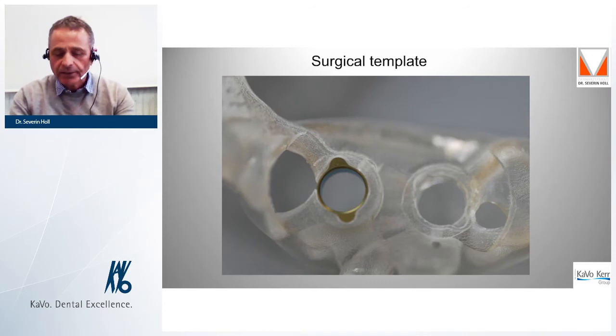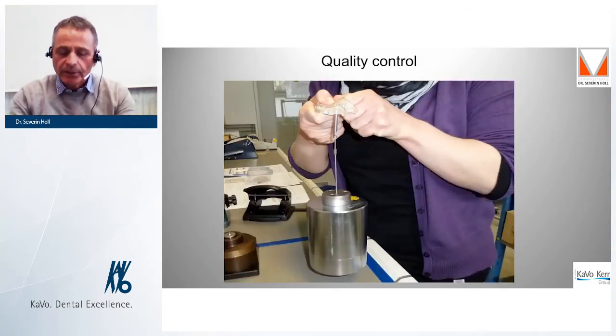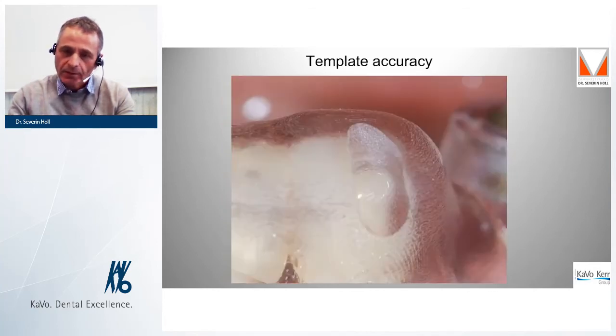Then the colored metallic sleeves are glued into the acrylic base. The template is subjected to a strict quality control. Each sleeve must hold a weight of 5 kg. However, it is important to know how precisely the template fits in the mouth. That you can see in this picture. You recognize the white cusp tip in the surgical template without any gap.